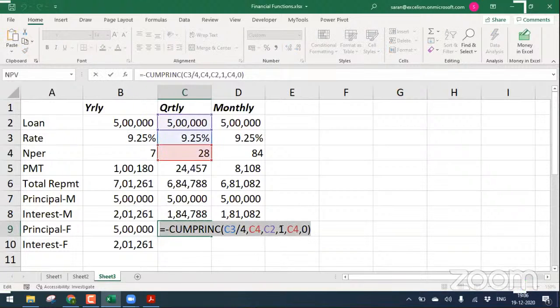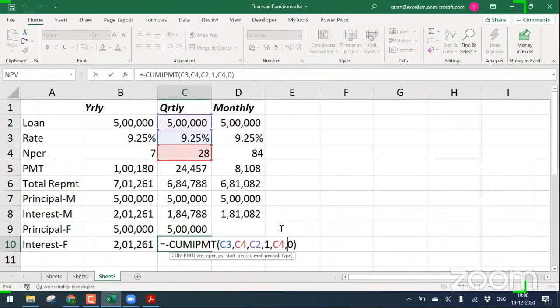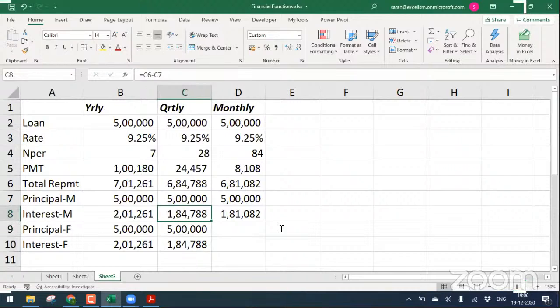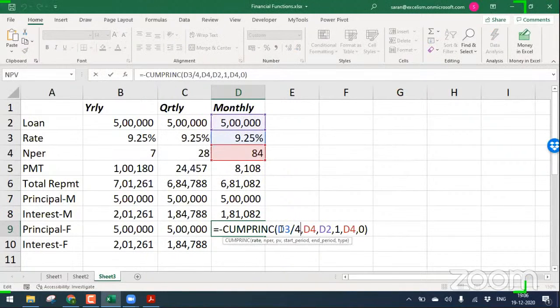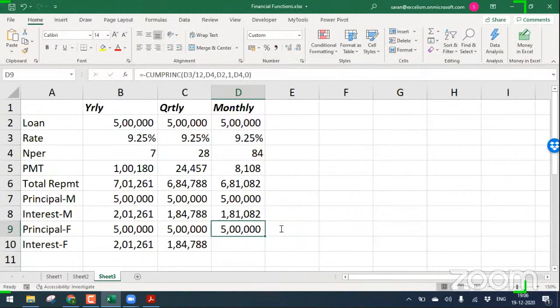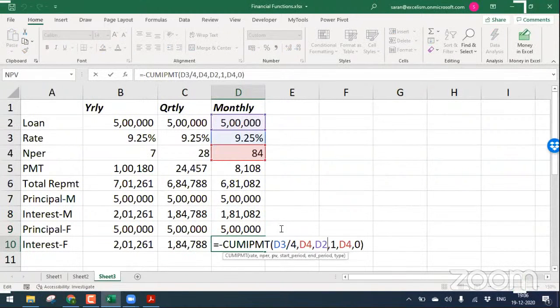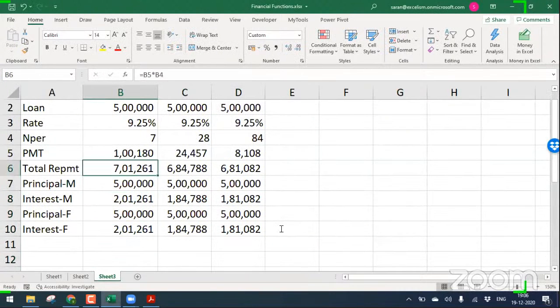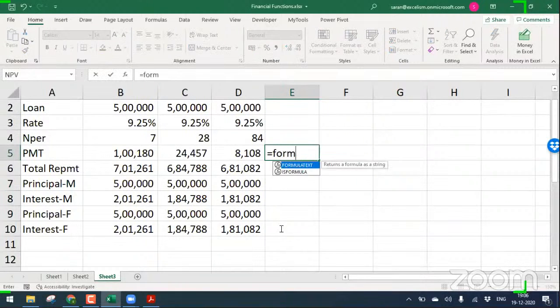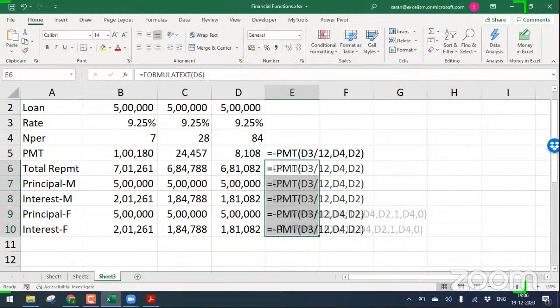So I can simply copy this, paste here. My interest will be divided by 4. So I'll get the same answer what I got. Now let me copy this, paste here. This is going to be divided by 12 because it's monthly. I'll do the formula text, don't worry. So what I'll be doing, the formula text, if you ask me, I'll keep the formula text here. This is the formula text.